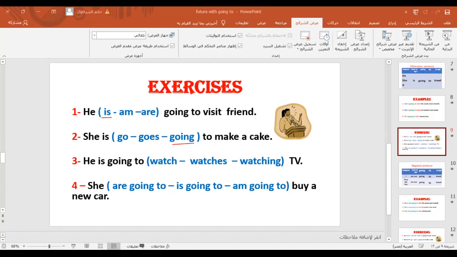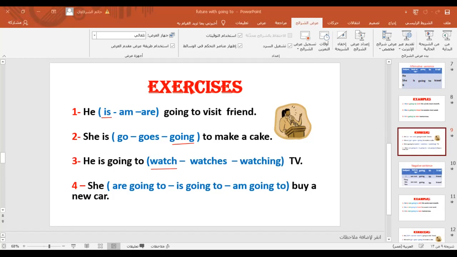Number 3, he is going to watching TV. After going to, my students, we must use what? Excellent, verb in infinitive. Where is the verb in infinitive here? Watch, watches, watching. Great, watch. Watch here is verb in infinitive. He is going to watch TV.